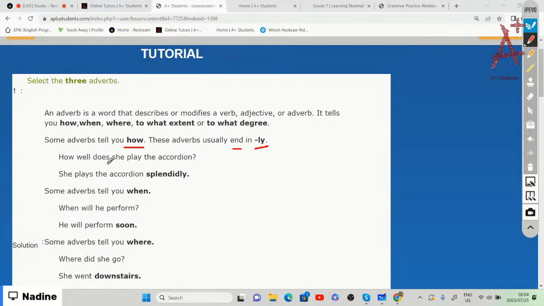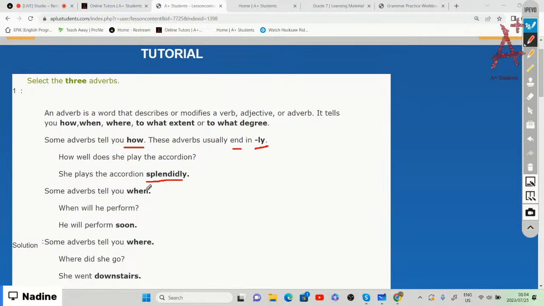So how well does she play the accordion? This is the question. She plays the accordion splendidly, which means that splendidly tells us how well she plays. She plays splendidly, and as you can see, it ends in ly.